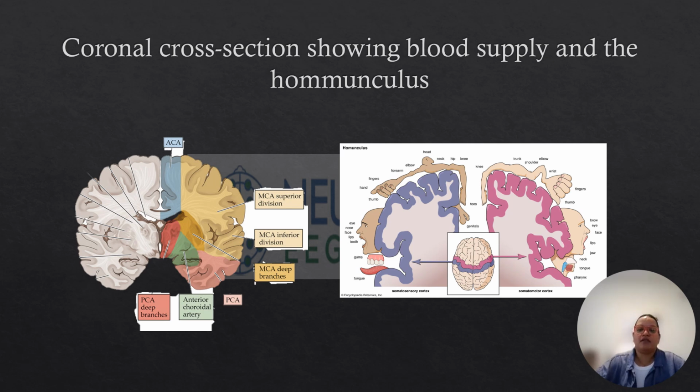Here I have a side-by-side representation. On the left, I have the territory of each artery that we were talking about in a coronal cross section. And then I have on the right the image of the homunculus. So what I want you to understand from here is, depending on what artery is affected by a stroke, it's the symptoms that we're going to see depending on what cortex is affected by that artery being blocked.